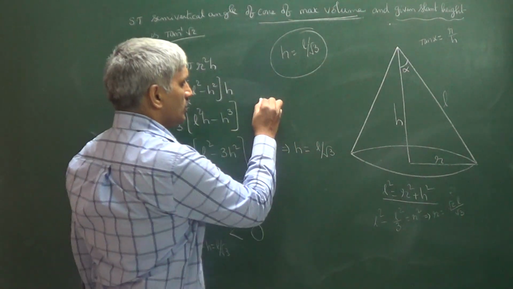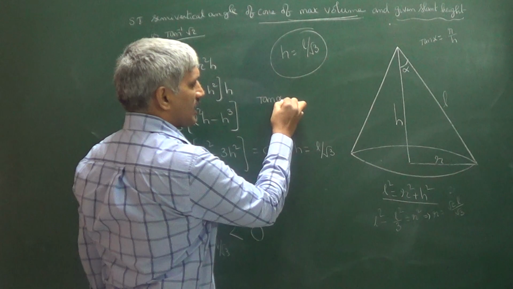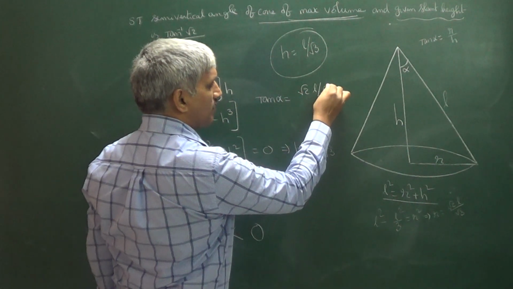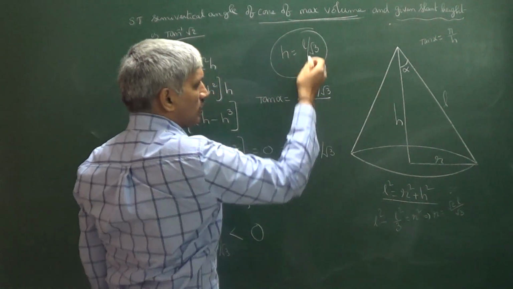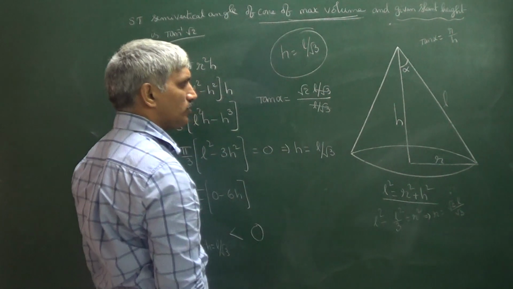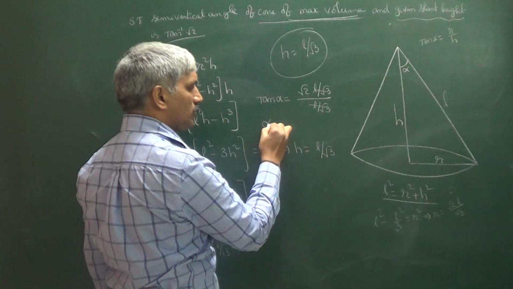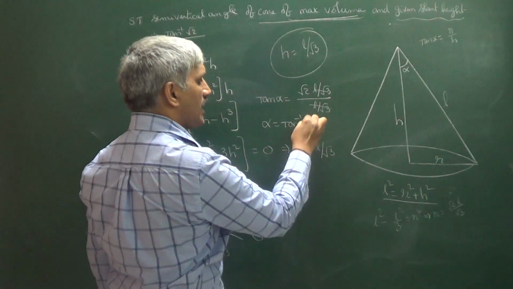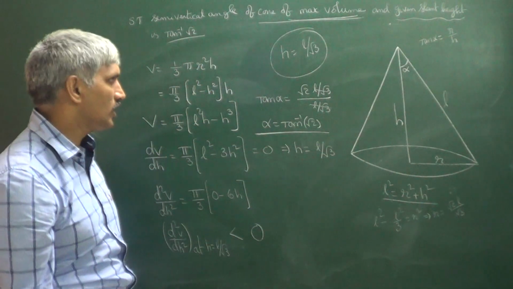There you substitute. Therefore tan alpha is equal to R, which is root 2 L divided by root 3, by H, which we also got as L by root 3. L by root 3, L by root 3 cancel. Tan alpha is equal to root 2. Therefore alpha is equal to tan inverse of root 2. So that part is over.